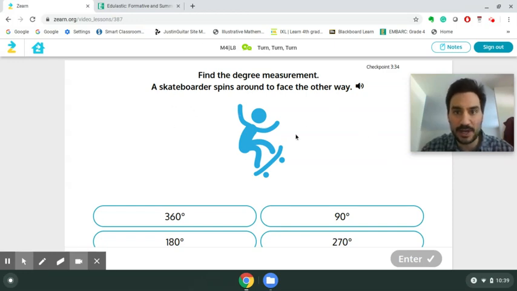Find the degree measurement. A skateboarder spins around to face the other way. If you're a skateboarder, let me know. I skated my whole life, specifically longboards. Put it in Google Classrooms. I want to know my skaters out there.